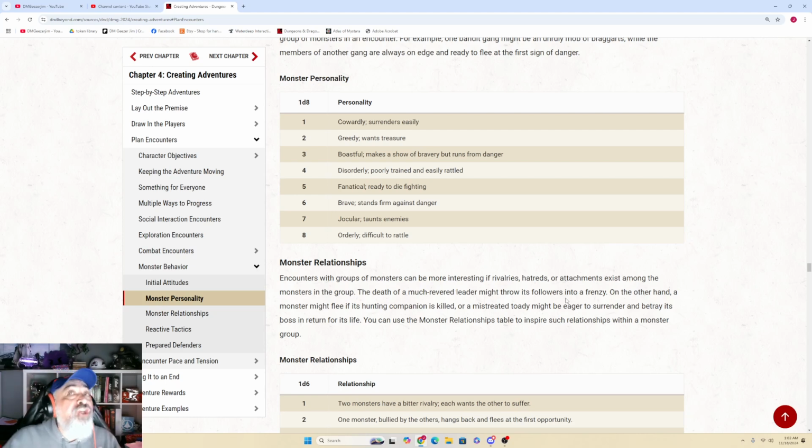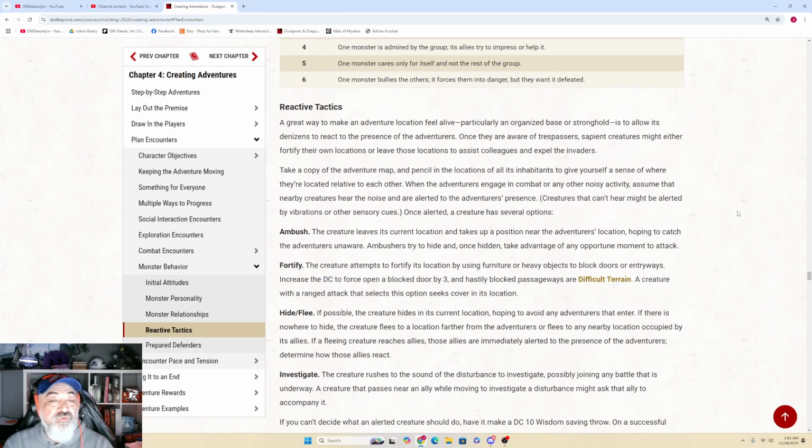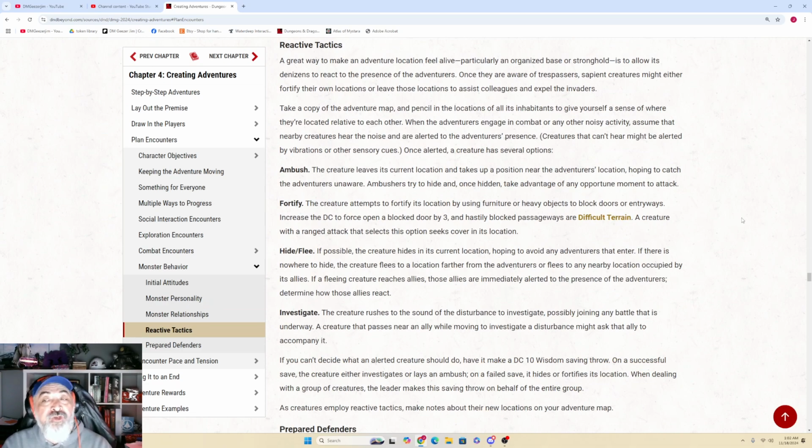Give your players cues that there are these personalities and these relationship differences in combat, and you can definitely allow for a combination of social and combat encounter interplay. Other than that, I'm not going to screw with that. Now, the reactive tactics, this is really good information for a new DM.